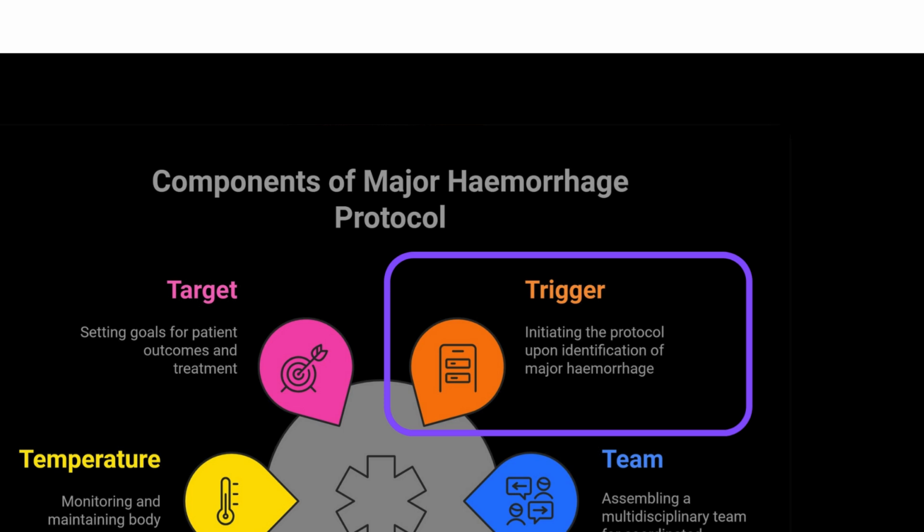But what about those borderline cases where you're not entirely sure? If you're concerned about a significant bleeding but the criteria aren't crystal clear, it's always better to err on the side of caution. Reach out to the transfusion department and have them on standby for MHP. It's all about staying prepared and prioritizing patient safety.